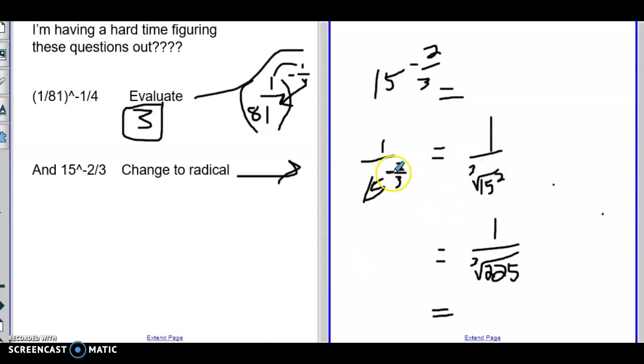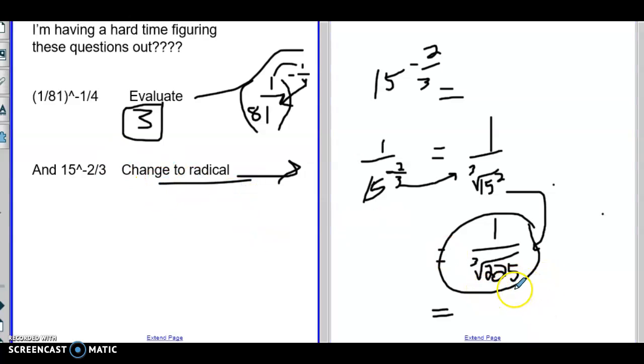So once you flip it, then you have to evaluate it and write it as a radical. So you'd write the 3 as the index and the 2 goes on the inside, making this turn into the third root of 15 squared, 225. Now it says leave it as a radical. I believe that's the answer. If we were rationalizing the denominator, you would have to do it, but it says change to a radical. So I think you can stop there.